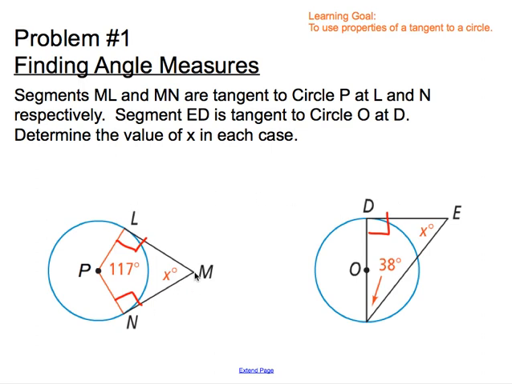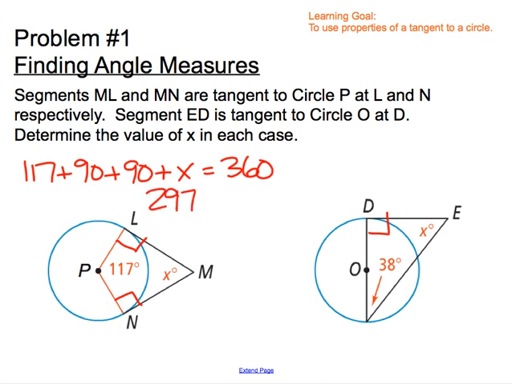We know that the sum of the angles of a quadrilateral has to add up to 360. So we have 117 plus 2 sets of 90 plus x degrees, and this has to equal 360. And so if we simplify this a little bit, we get 297 plus x has to equal 360. And therefore we find that x has to equal 63 degrees.